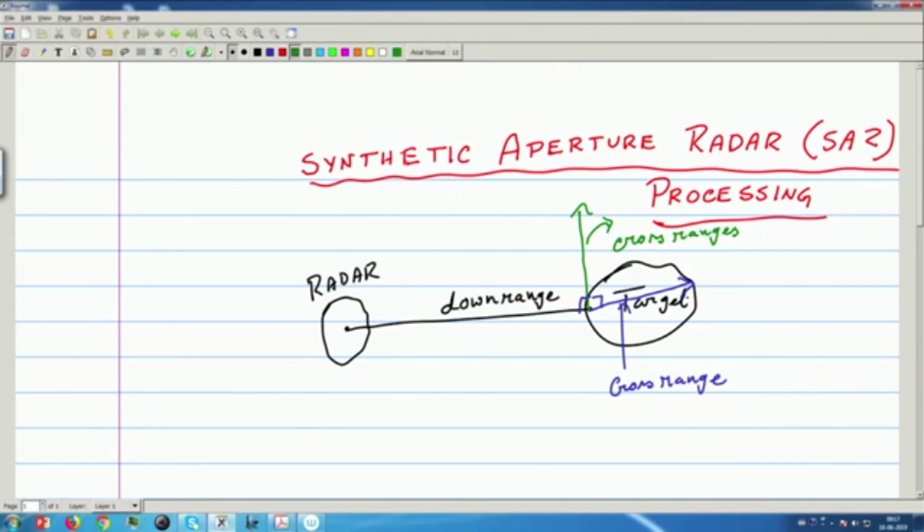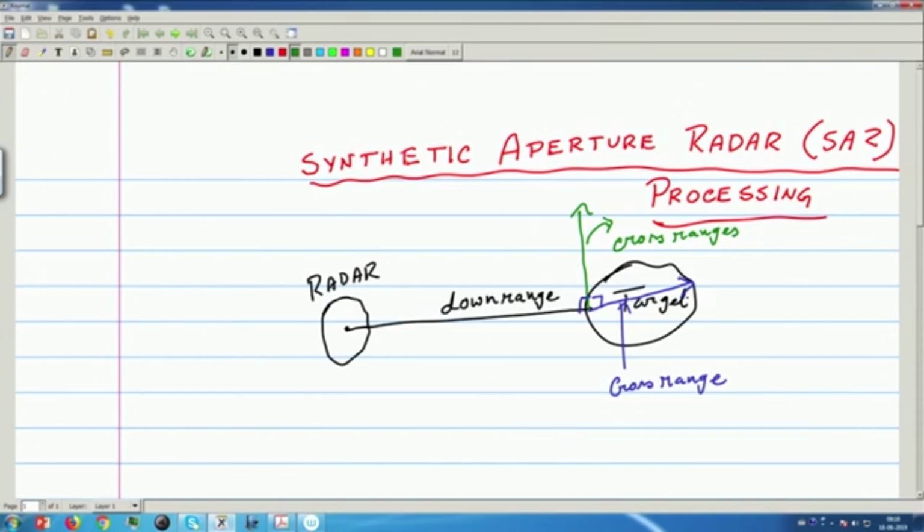Now, synthetic aperture processing, SAR processing, actually improves the resolution in the cross range directions. So, down range pulse compression and SAR processing in the cross range.